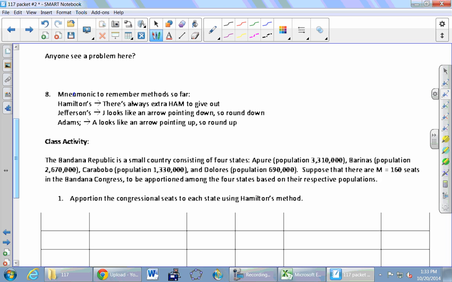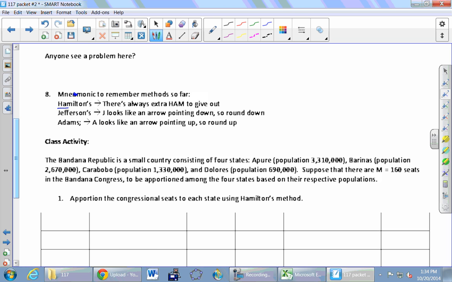So here's a mnemonic, with a little typo in the word mnemonic, to remember the methods so far. We have Hamilton's, Jefferson's, and Adams'. Let's jump to Jefferson's and Adams'. In Adams' method, which way do we round? That's the one we just did, it's up. And you could imagine the A is like an arrow pointing up. What did we do for Jefferson's? Rounded down, and if you draw your J a little bit pointy, it's an arrow pointing down. Okay, so far so good.